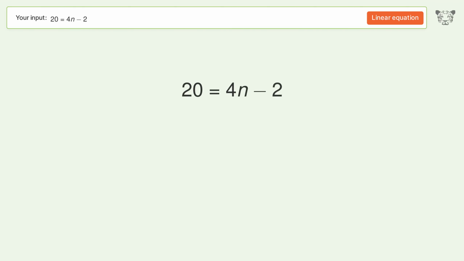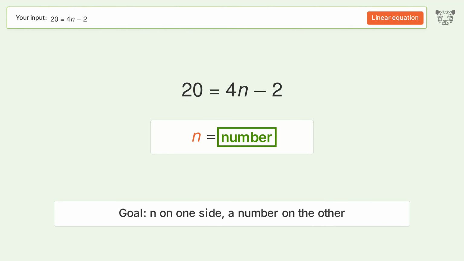Here is the linear equation we are asked to solve. 20 equals 4 times n minus 2. Solving means isolating n on one side with a number on the other. Let's do this step by step.